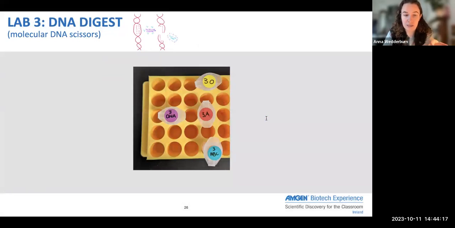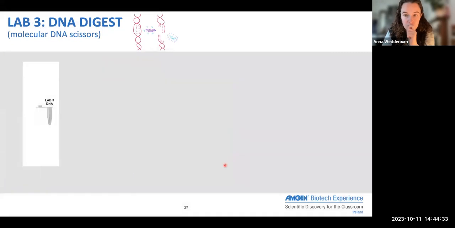Lab 3, just a reminder, is DNA digest. So that's the molecular DNA scissors. We're cutting up DNA. We're given 3 DNA, 3 0, 3 A, and 3 ABC, and this is done in groups of 3 with your students. So these are the instructions, this is what needs to be done in the practical. You get given your tube of lab 3 DNA, and lab 3 DNA is just your plasmid, our 6,800 base pair plasmid. That's what's in tube 3 DNA.